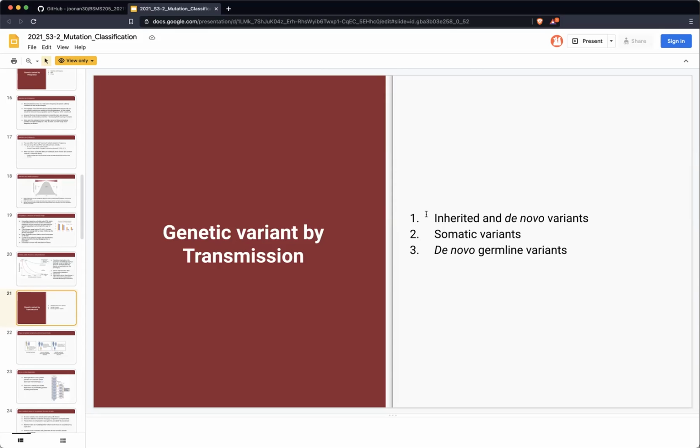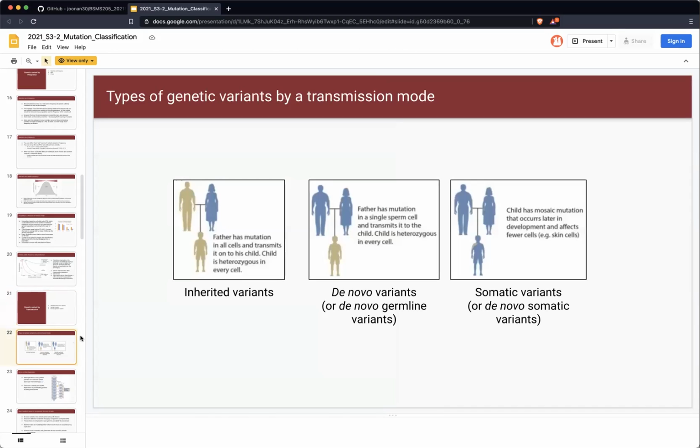I don't know where the wrong thing happened at first, but if you look at the genetic variants, not all genetic variants are transmitted to the next generation, right? And also not all genetic variants are inherited from the parents, right? So here we see the examples. We have about three types of transmission for genetic variants. The first one is the easiest one, the inherited variant. An inherited variant is a variant coming from one of the parents, right? So if your father has a mutation coming to you, right?